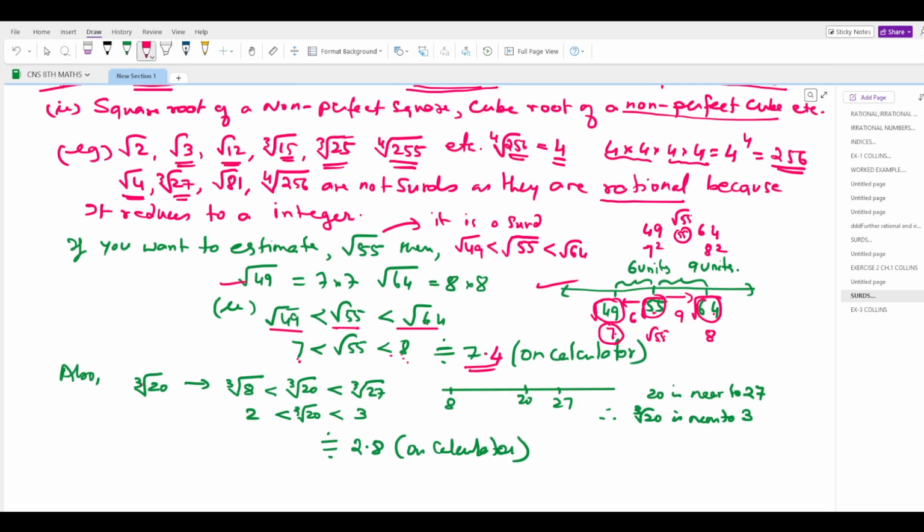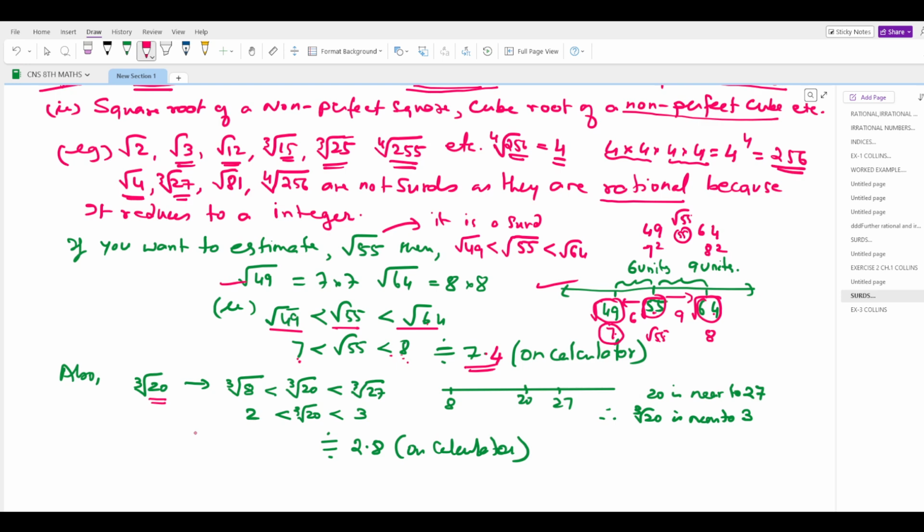Cube root of 20. Now this cube root of 20, if you want to estimate its value roughly, what I'll do is, see, the number under the radical sign is 20. Okay, and this is cube root of 20. So I'll try to find numbers which are slightly higher than this 20 and slightly lower than this 20. Okay, so on the left hand side, I will write, now this is cube.